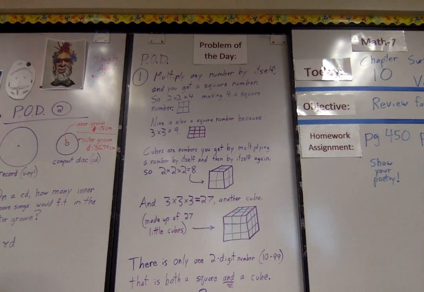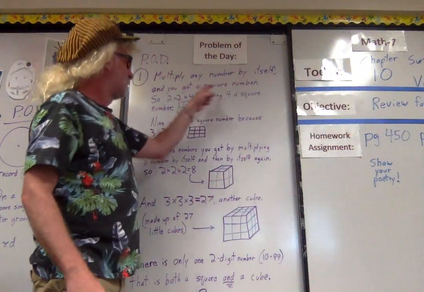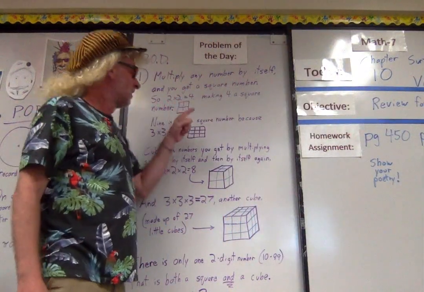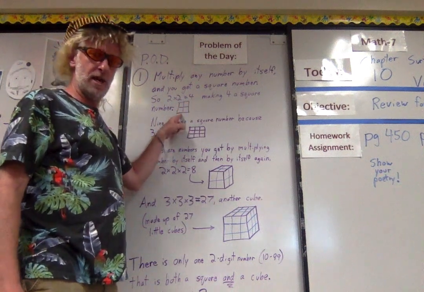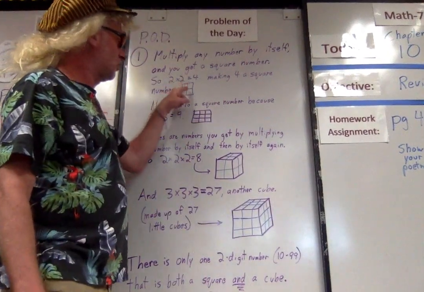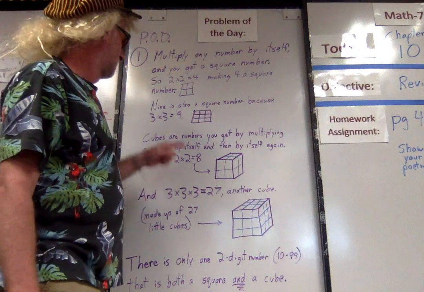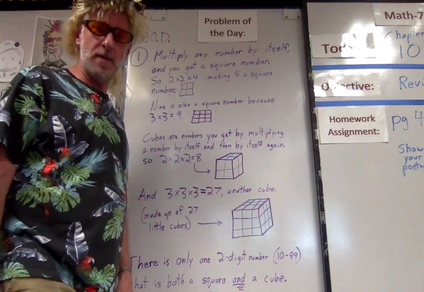Let's take a look at this first one, everybody. It's right up our alley, talking about solids. Let's see what we got here, folks. Well, it says if you multiply any number by itself, you're going to get a square number, right? 2 times 2 is 4, making 4 a square number, right? Come on in a little closer. So, a 2 by 2 has an area of 4. 9 is also a square number. Why? Because 3 times 3 makes 9.